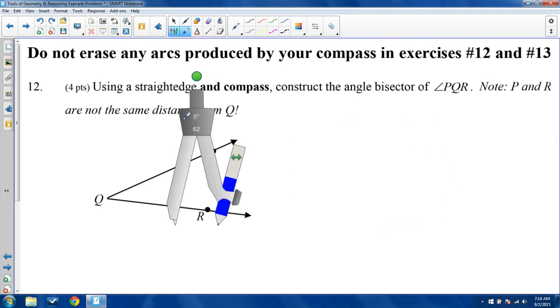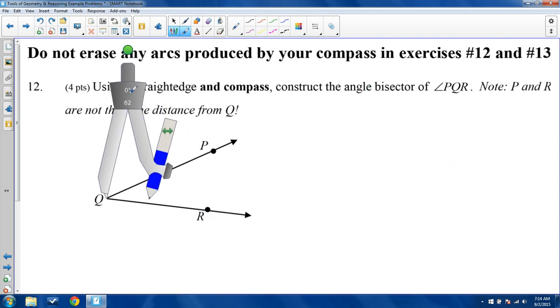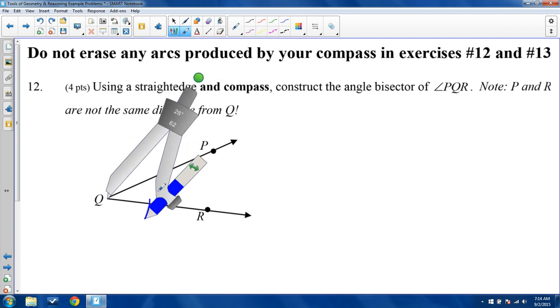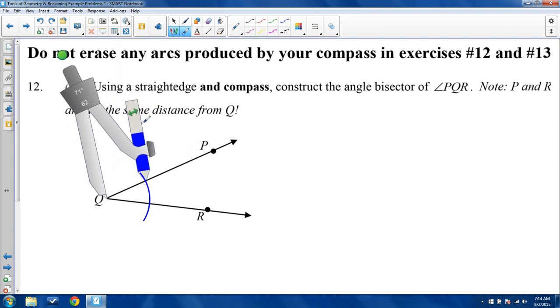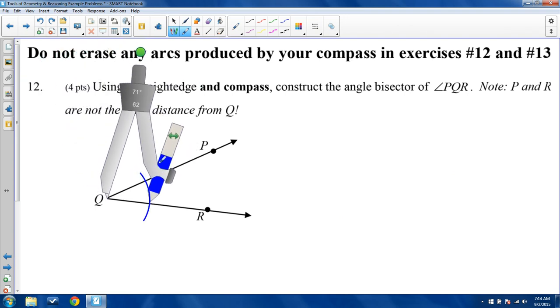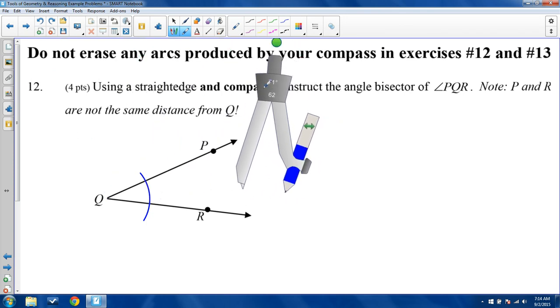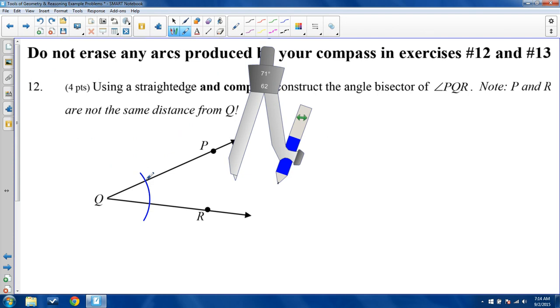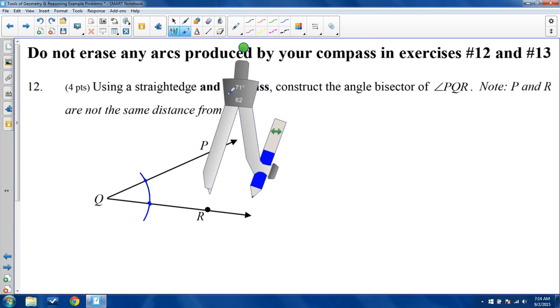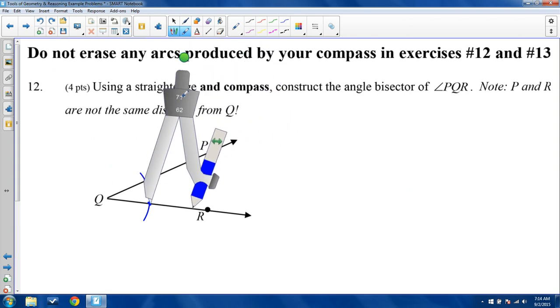You have to use your compass and actually draw your own arc to make two congruent points away from there. So the way that you do this is you start on your vertex Q with your pivot, and you draw an arc that passes through the sides QR and QP so that they are the same distance away from Q, as P and R were not, so we couldn't use those. Now you can change your arc to whatever width you need. I'm just going to leave it as is.